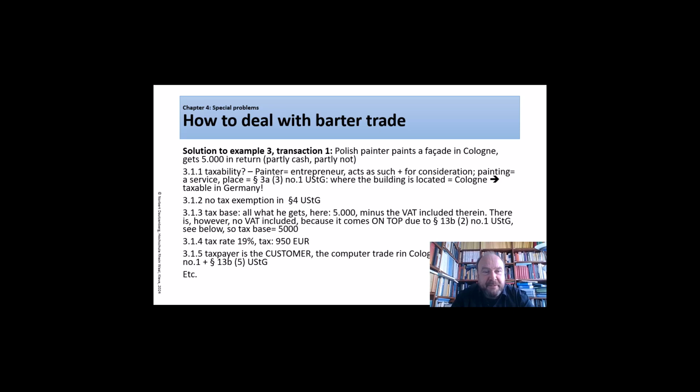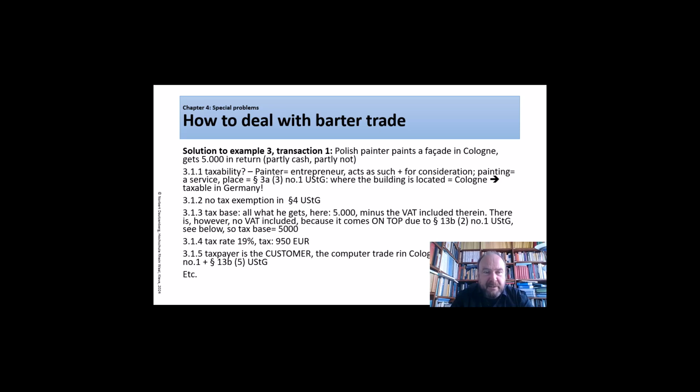VAT is not included therein because the customer has to put the VAT on top and pay it himself to the fiscal office. That leads to a tax of 950. The taxpayer is the Cologne customer. So the computer trader in Cologne.